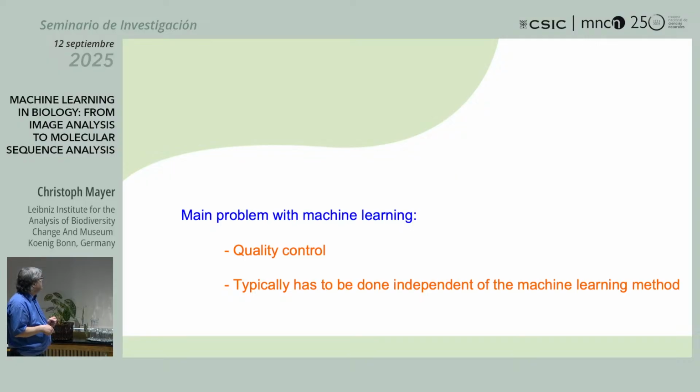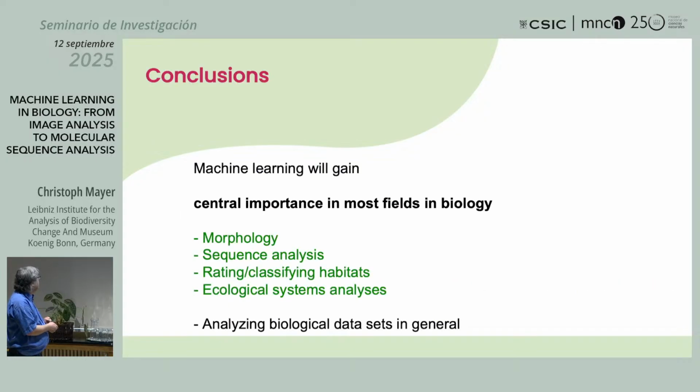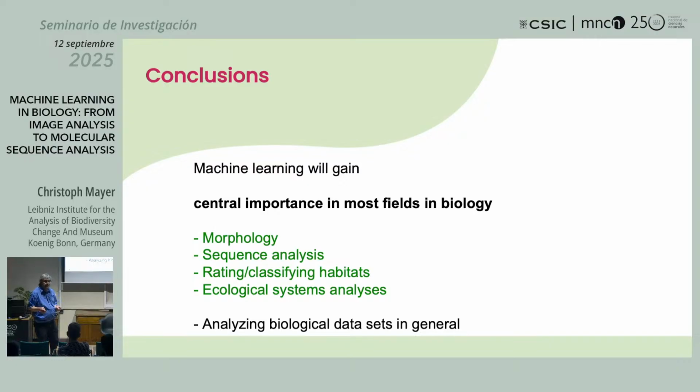So these are the central takeaway messages. We can use machine learning for morphology, sequence analysis, rating, classifying habitats, and ecological system analysis. That basically covers most of biology. It could be used even more broadly, but this is a big summary.